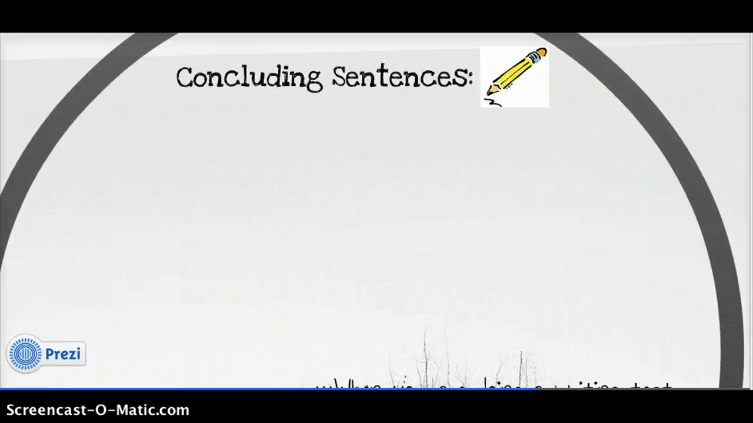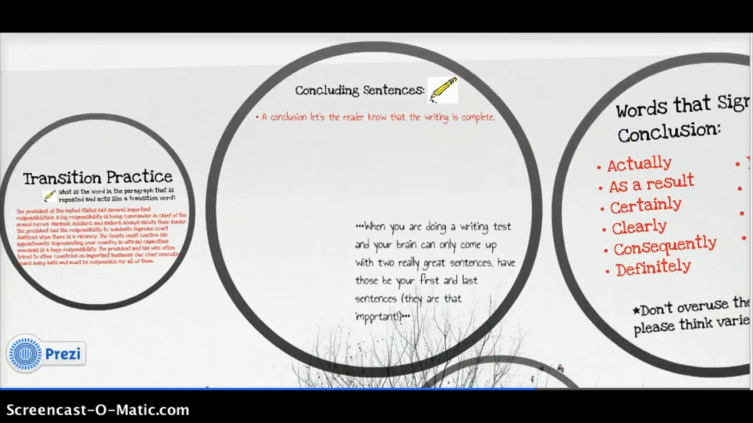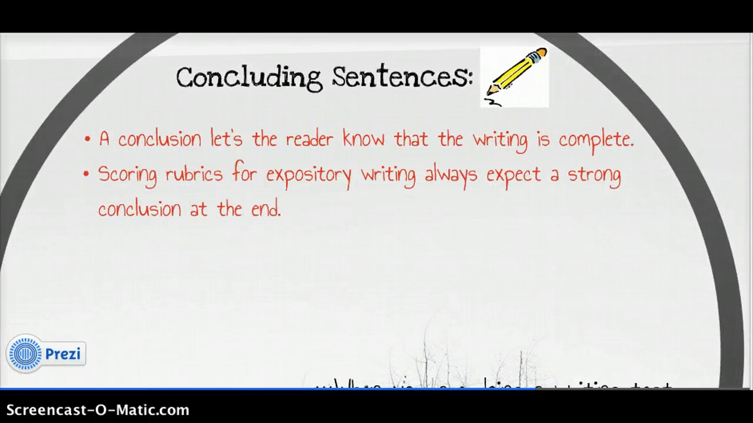All right, now we want to talk about concluding sentences. The concluding sentence is the last sentence of your paragraph, and here are some of the things that it should do. First of all, its first job is to make sure that the reader knows that the writing is complete. It also needs to be a very strong conclusion. You're really never going to get up into that mastery level without a very strong, clear, satisfying conclusion that makes you think, yep, that was a good ending.